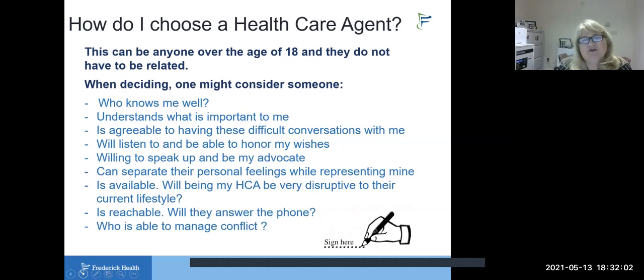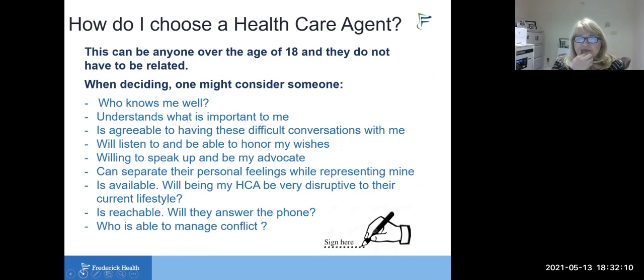So how does one choose a healthcare agent? The person has to be over the age of 18, and they do not have to be related. I think a lot of people think that their family member is the only person that could be their healthcare agent. And you really need to think about that a little bit. You want to think about someone who knows you the best, who understands what's really important to you. That may be a family member. I had somebody who chose their best friend from college because they knew that person wouldn't have a hard time at the end with following her wishes, and she felt like her family would.